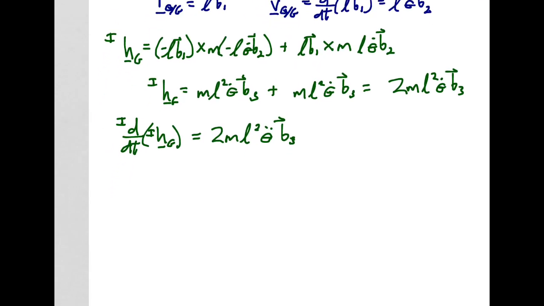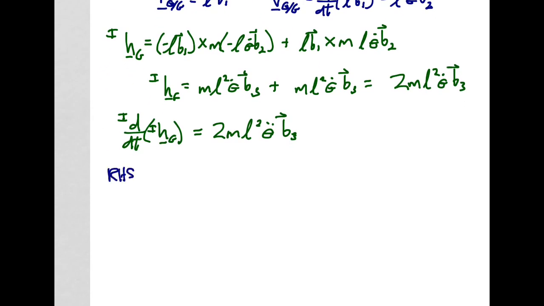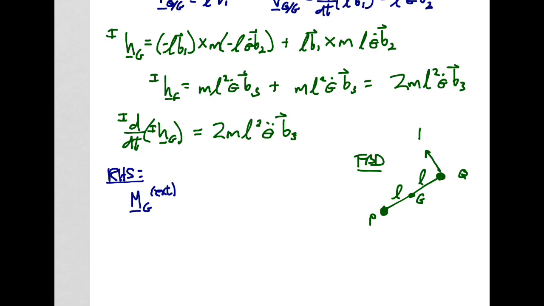All right, let's take a look at our right-hand side. We need to calculate the moment about G due to only external forces. And so our free body diagram of the system, where we have P, we have Q, then there's our point G, and because they're equal masses, it's the same length in between them. Then we have our force F in the B2 direction, and a force on P, which is in the negative B2 direction, with magnitude F. And that completes our free body diagram.